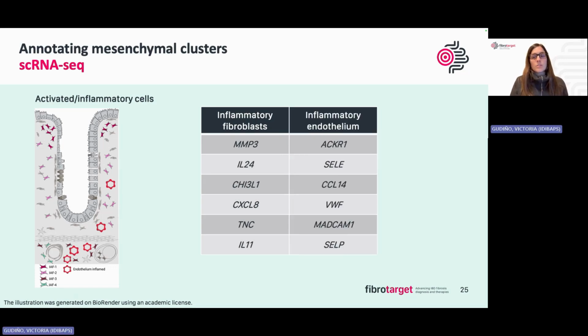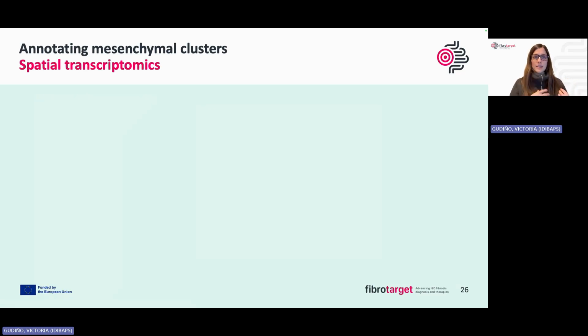And then there also appears a new type of endothelium, which normally is annotated as inflammatory endothelium, that mainly expresses ACKR1. So this is regarding the annotation of single-cell data. But what happens with the spatial transcriptomics?